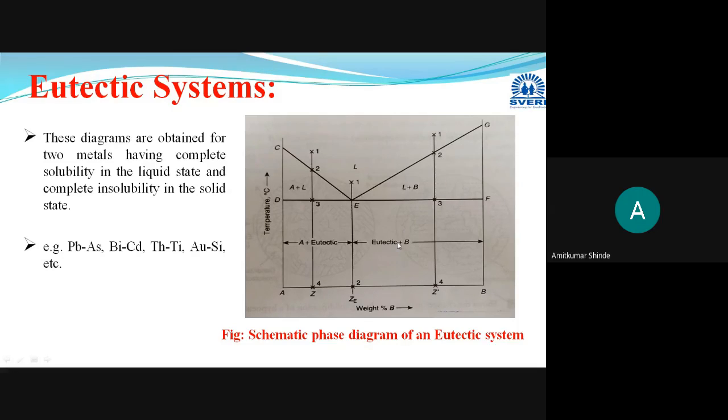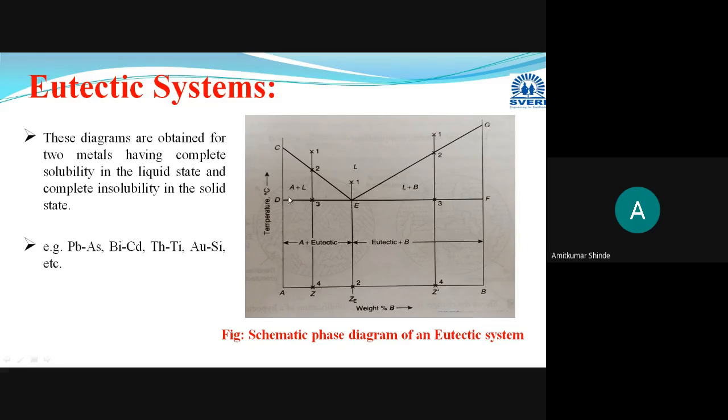Now, before going for the actual microstructural changes for each of these curves, first of all, I will explain what the liquidus line is and what the solidus line is in this particular diagram. This line C, E, G is the liquidus line. Above this line, all the metals or alloys will be in the liquid state. C, D, E, F, G is the solidus line. Below this line, all the metals or alloys will be in the solid state only. This C is the melting point of element A, and G is the melting point of element B.